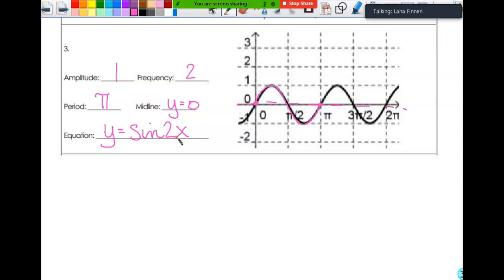Any questions? Understand where everything's coming from? How to get it? All right, so if you're good, then go ahead and do number 4.